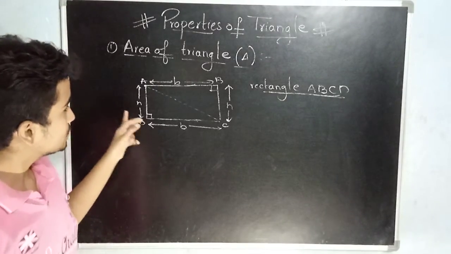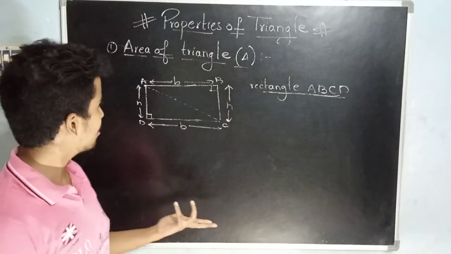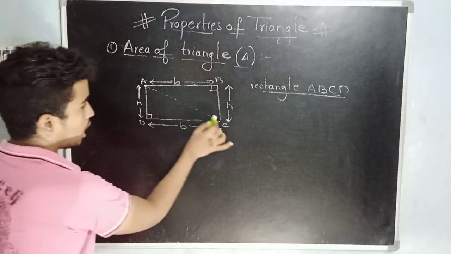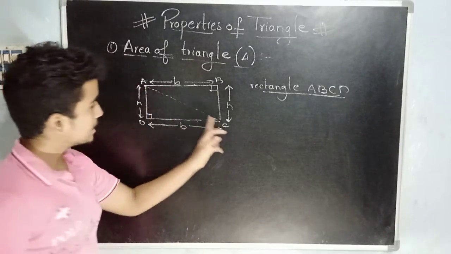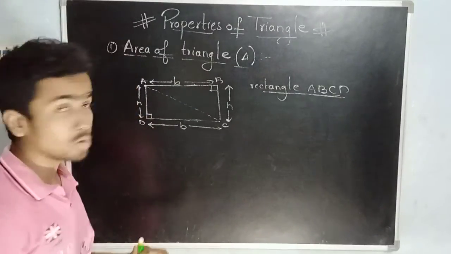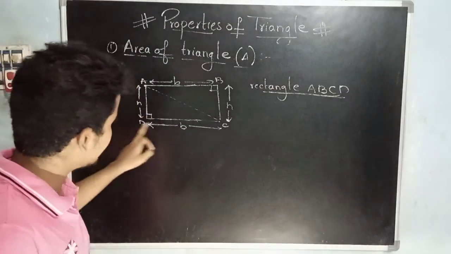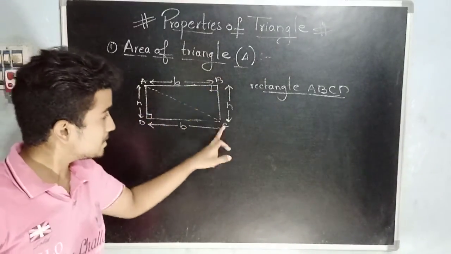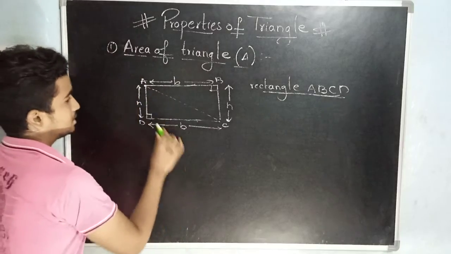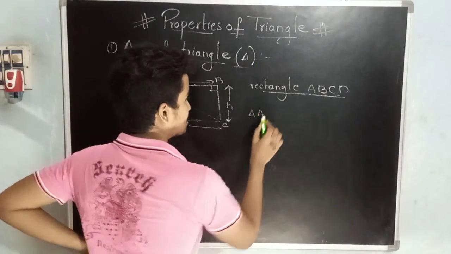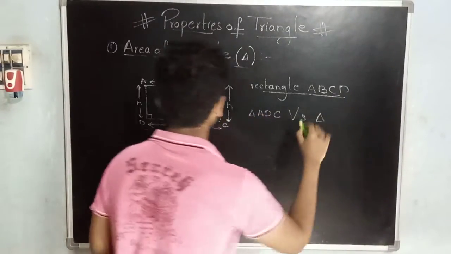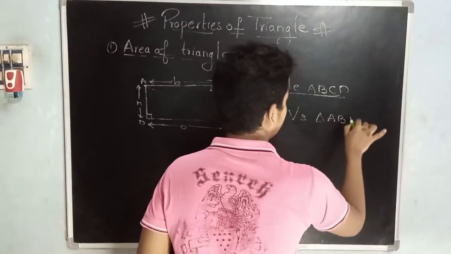As it is a rectangle, two opposite sides are of equal length and each angle is 90 degrees. So what I have done is joined two opposite vertices, which forms a diagonal AC. This divides the rectangle into two right angle triangles, that is triangle ADC and triangle ABC. Now we are going to study the two triangles ADC and ABC.